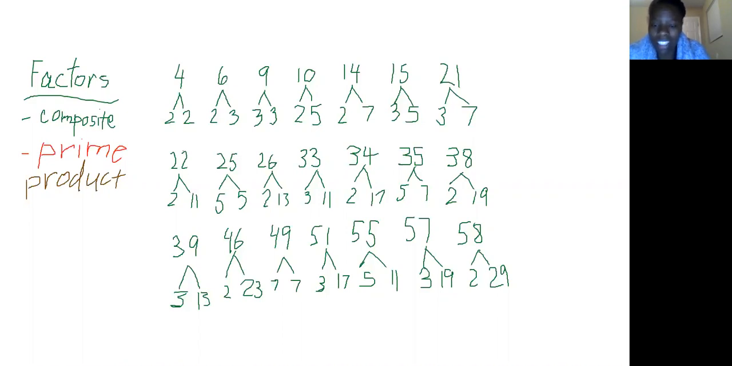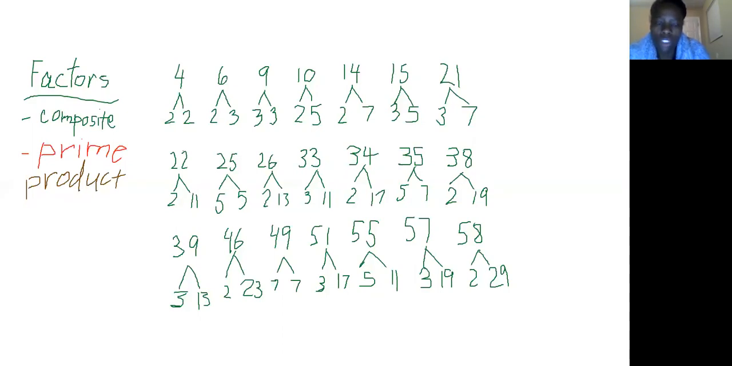Number 57 has factors 3 and 19. And 58 has factors 2 and 29. So it would be good to memorize these facts. This is a very important part of realizing the roots of numbers. I mentioned that earlier, and it's going to become more important as we go along.